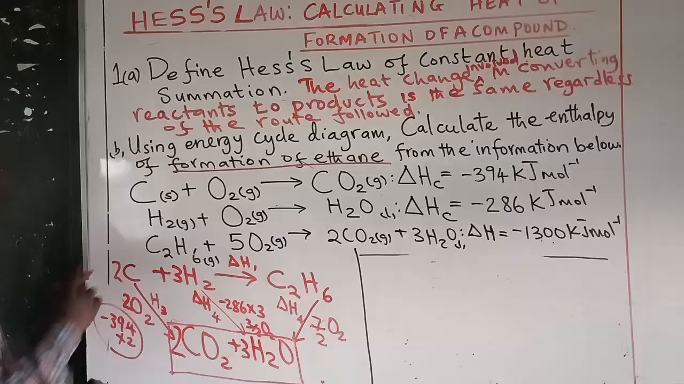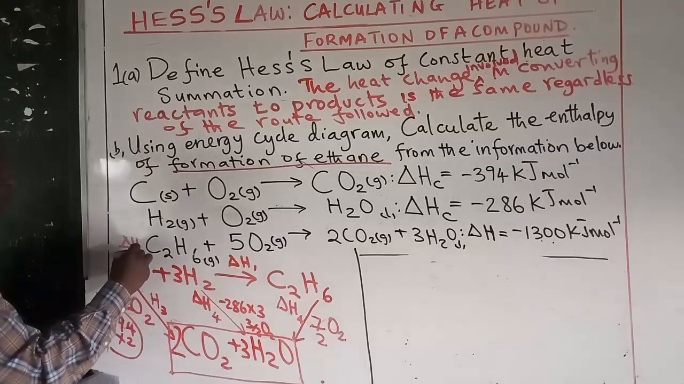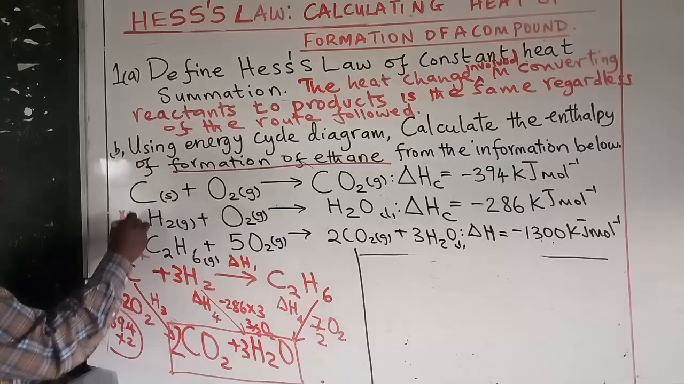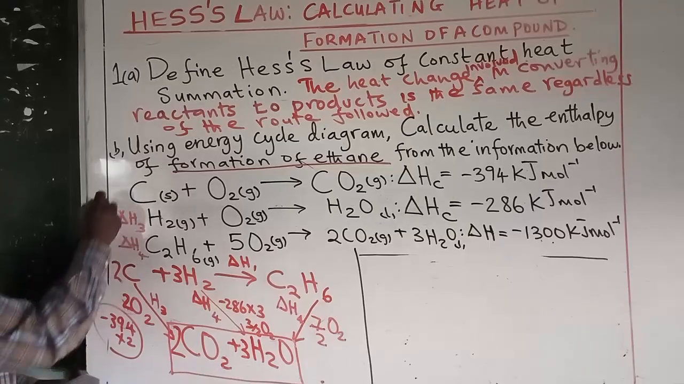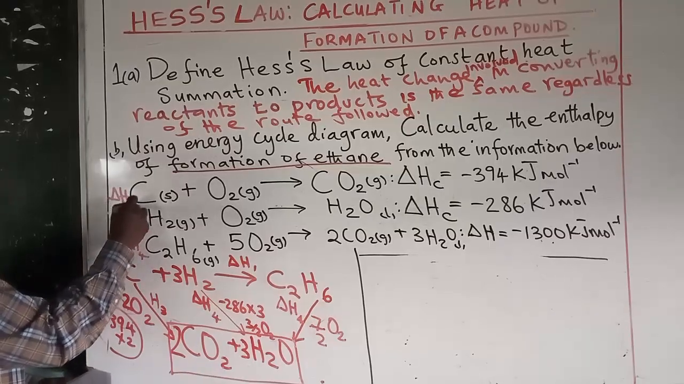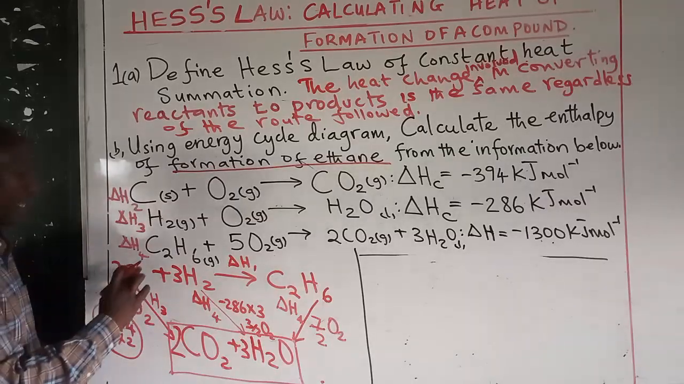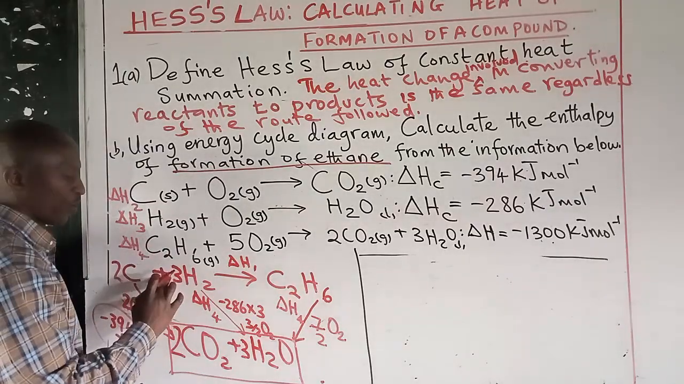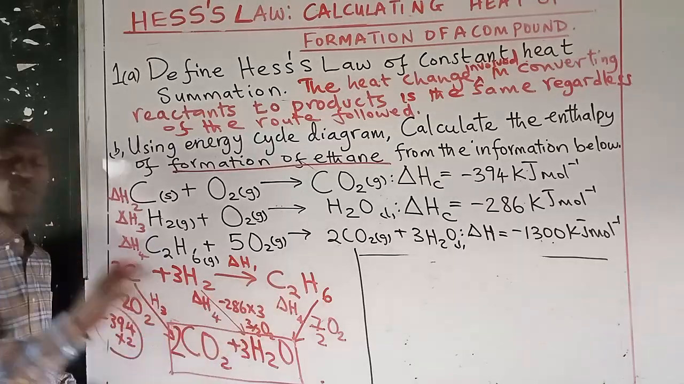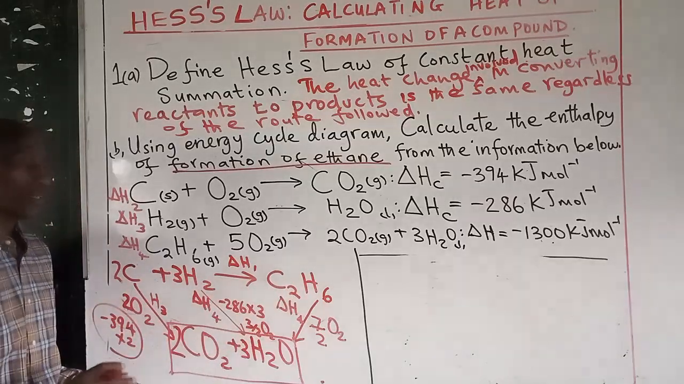Let's come to this one. This will be our delta H4, this will be our delta H3, this will be our delta H2, meaning delta H1 is unknown. What is that? The energy of formation of ethane, and we shall look at the definition of that.